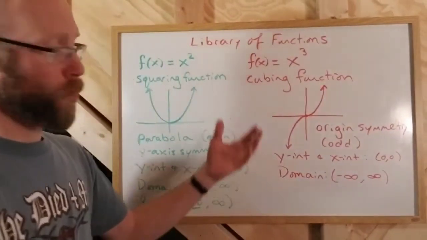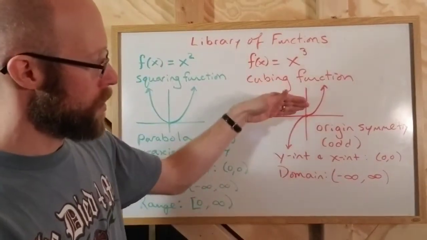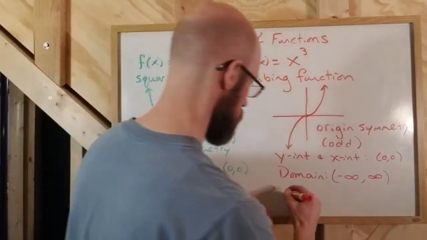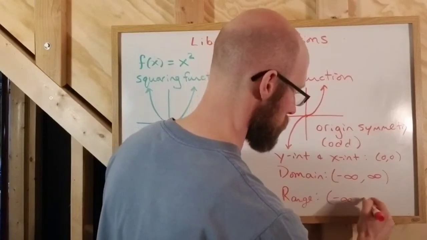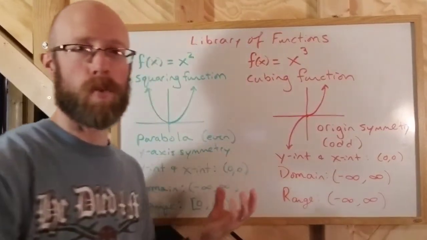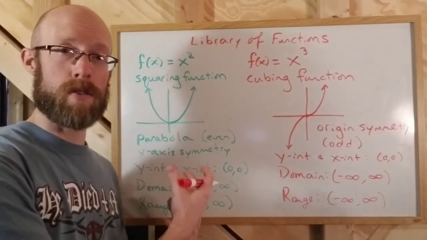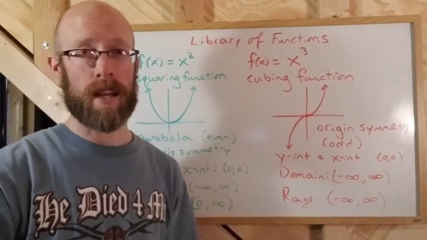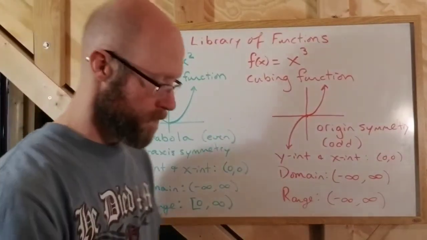And on this one, the range is also negative infinity to infinity because this graph goes up indefinitely and down indefinitely. Okay, so the range is going to be all real numbers. So there's no limitation to what you can get out from a cube like you can with a square. Square is limited because you can only get positives or 0. A cube, you can get negatives, so that's okay. We got to include those. Okay.